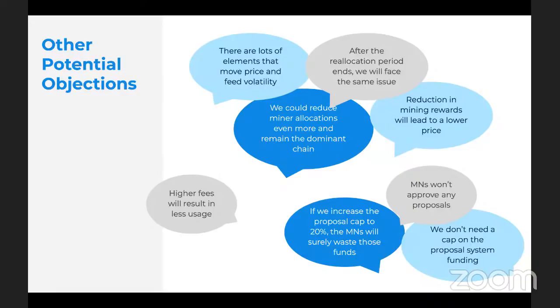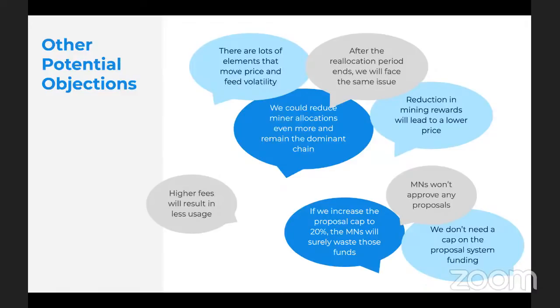In the lower right, some of the concerns I've heard: if we change the proposal system in such a way that masternodes have their rewards reduced by approving proposals, they won't approve anything. Well, I think that's unlikely. I think masternode operators, first and foremost, are Dash holders, and they're significant ones. They want to do what is best for the coin, and it's hard to see a scenario where defunding all of the teams that are working for the network would be beneficial for the long-term value of Dash.